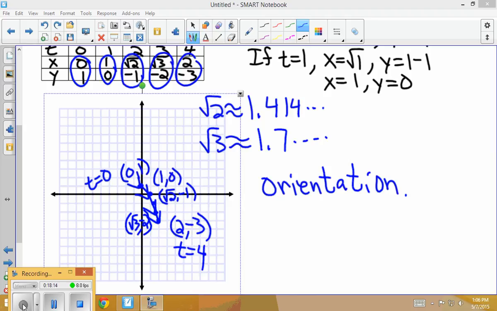Now we could label each point with its corresponding t value, but that makes the graph jumbled. And so we often just provide the orientation to allow us to know how the graph would flow. So this is an example of sketching a plane curve given by parametric equations in the xy plane.